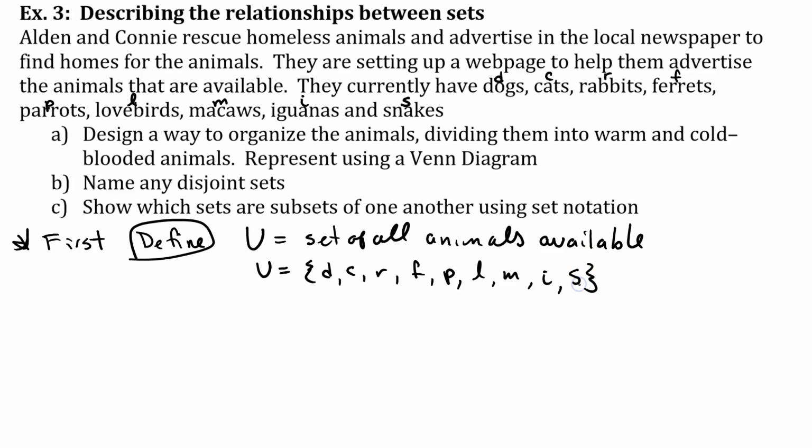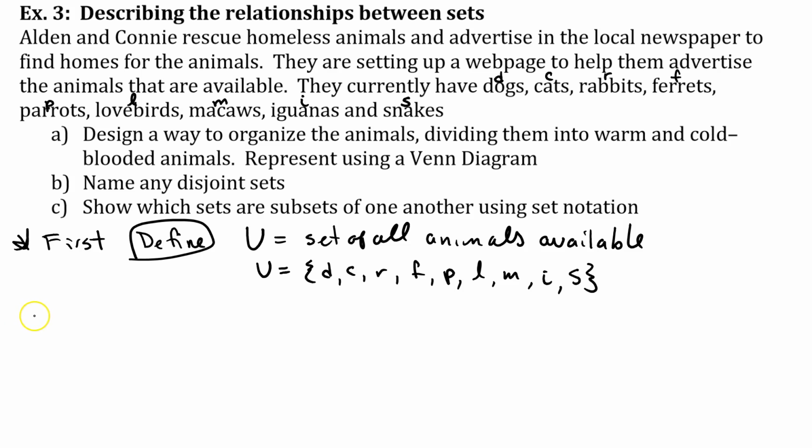Now it says design a way to organize the animals, dividing them into warm and cold-blooded animals. So first things first, what are warm and cold-blooded animals? Dogs and cats and rabbits and ferrets, they are mammals. They are warm-blooded. Parrots, lovebirds, and macaws, they are birds. They are also warm-blooded. The only things that are cold-blooded are the iguanas and the snakes. So I think I just kind of divided it out and organized it a little bit further.